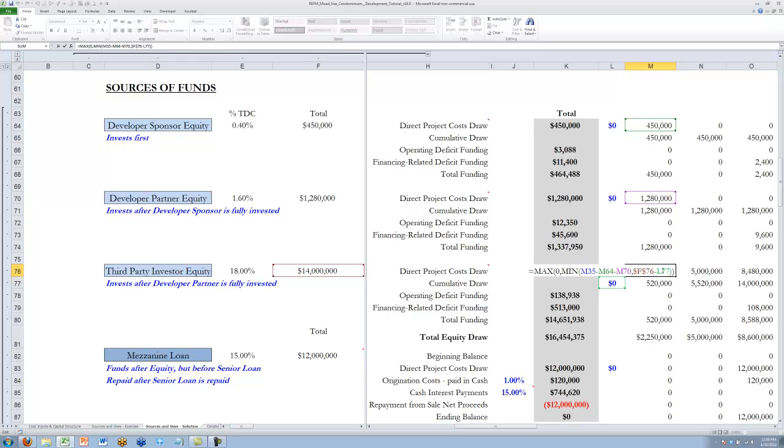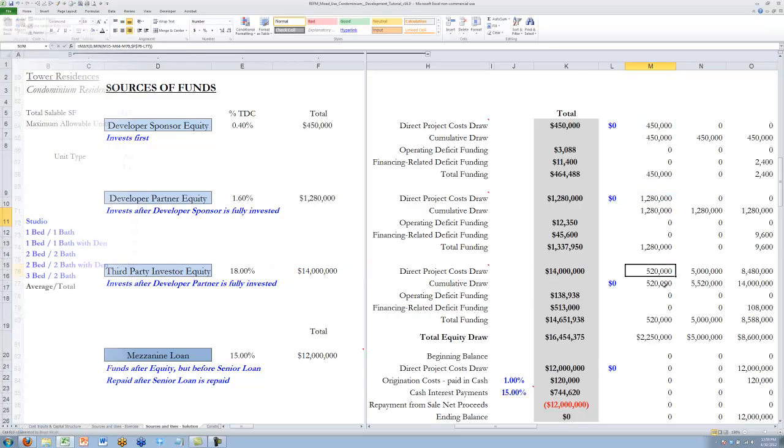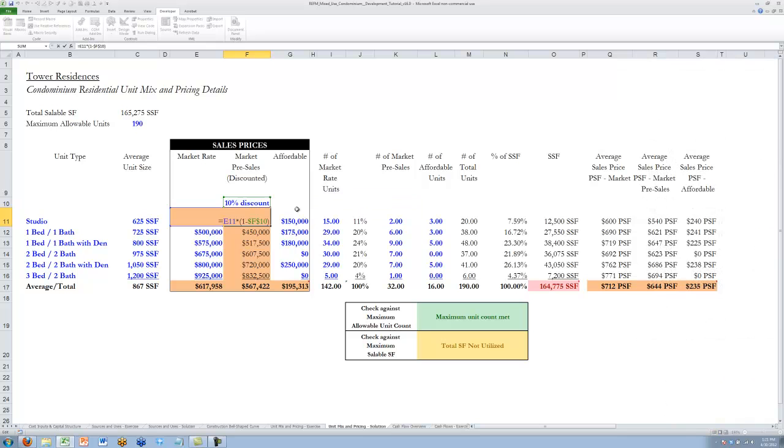Take the greater of 0 and the lesser of the subtotal eligible costs minus the sponsor and partner contributions and the total third-party commitment, multiplied by 1 minus 10% by the market rate price.